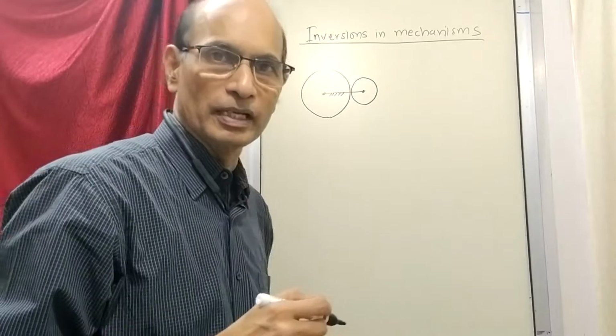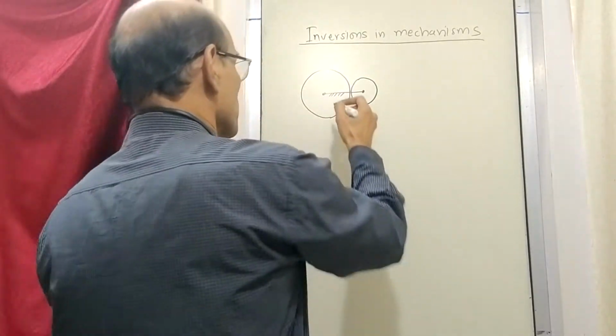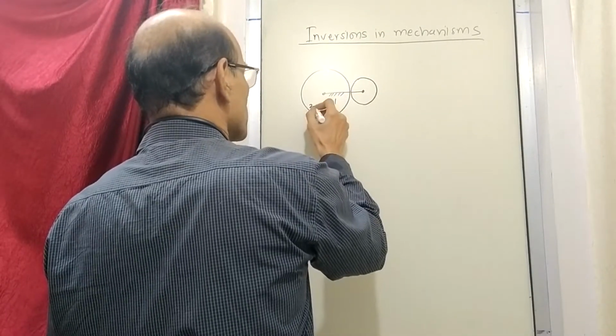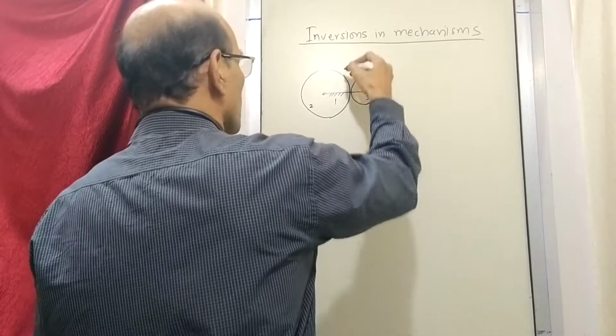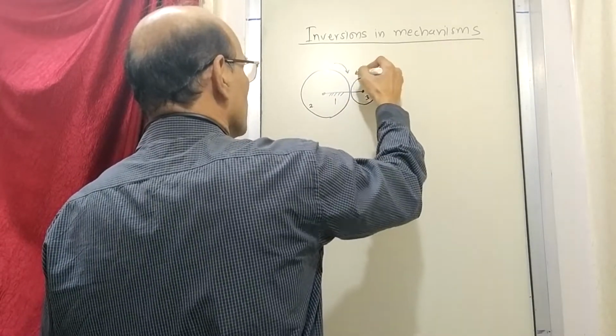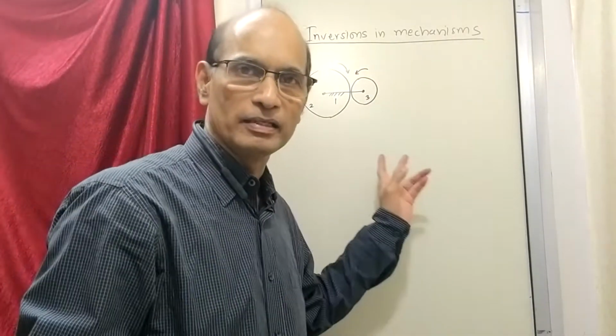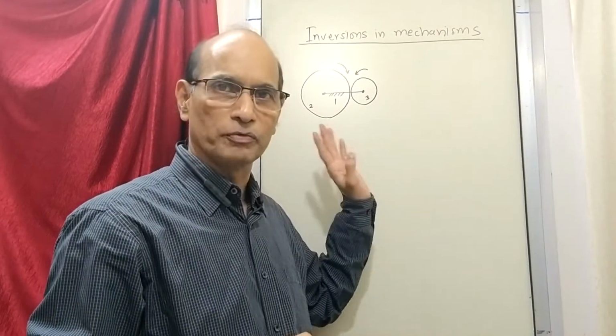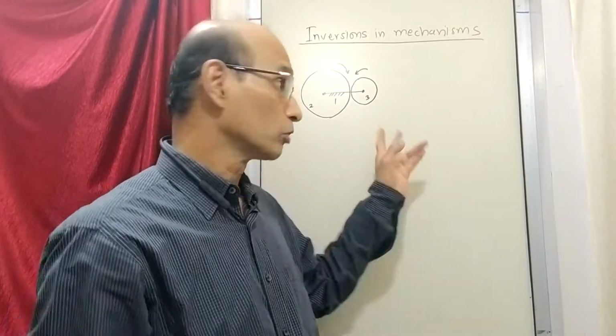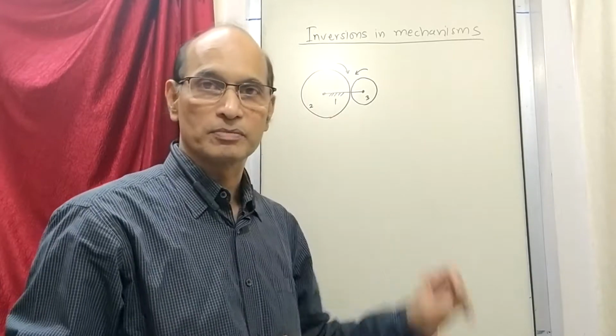So now there are a total of 3 links. One is this link which is fixed, then there is this gear which is the second link, and this is the third link. Now when you rotate one gear, the other gear will rotate, and this is called a simple gear train, which all of you know. So out of 3, one is fixed, and then you get this mechanism.